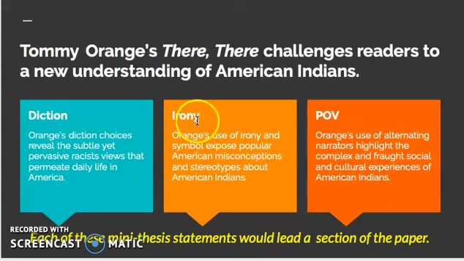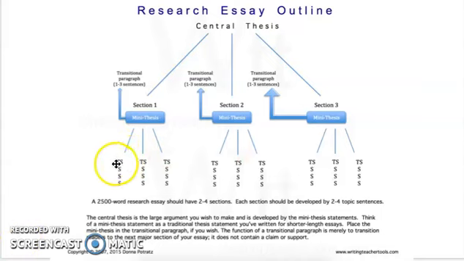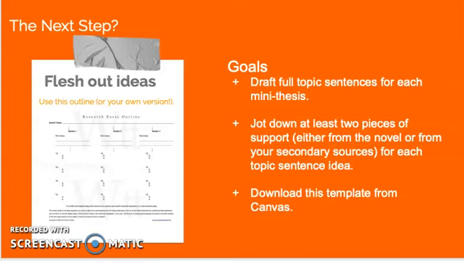So let's say you were thinking about this idea of the different literary devices that you see happening. So you could look at diction as one mini thesis idea, irony as another, and point of view. And I've actually written a possible mini thesis idea for each one of those different elements of fiction. So that could be another way that you could choose to approach the essay. And again, you'd want to think about what are your topic sentences under each one of those mini thesis statements. Okay, and then flesh out all your ideas, come up with your support, all that kind of stuff.